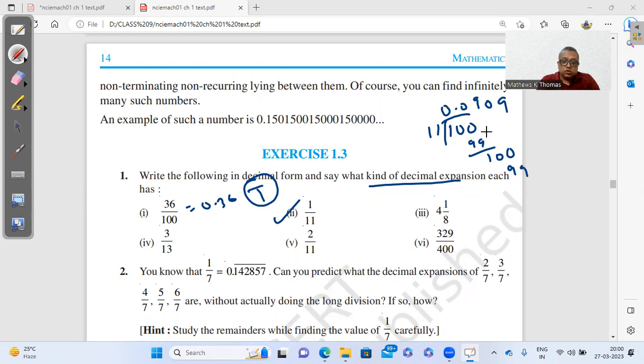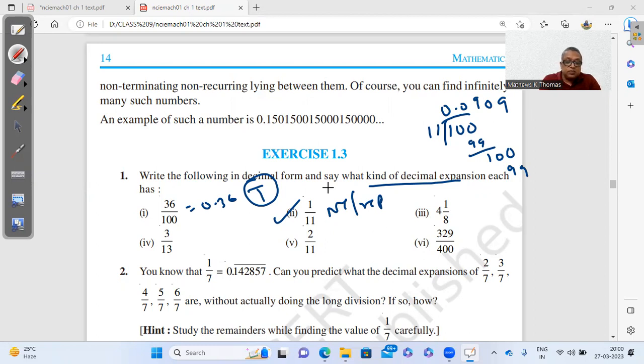So the third one is 4 1 by 8. This is a mixed fraction. So this is 1 by 11. This is non-terminating and repeating. Okay, that's non-terminating and repeating. Third one is a mixed fraction.